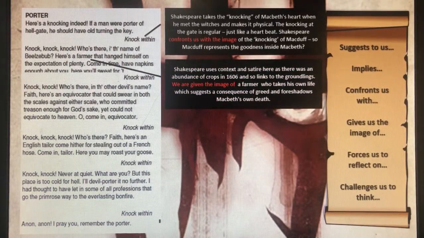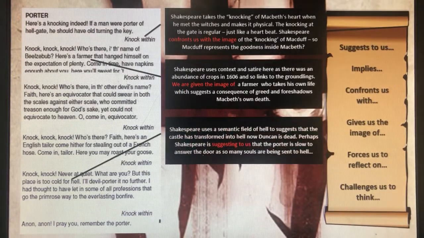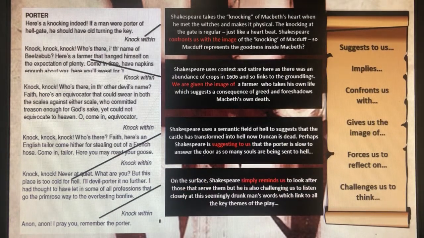Shakespeare uses context and satire here, as there was an abundance of crops in 1606 and so links to the groundlings. We're given the image of a farmer who takes his own life, which suggests the consequence of greed and foreshadows Macbeth's own death. Shakespeare uses a semantic field of hell to suggest that the castle is transformed into hell now Duncan is dead. Perhaps Shakespeare is suggesting to us the porter is slow to answer the door as so many souls are being sent to hell. On the surface, Shakespeare simply reminds us to look after those that we serve with the line, "I pray you remember the porter." But he's also challenging us to listen closely to this seemingly drunk man's words, which link to all the key themes of the play.